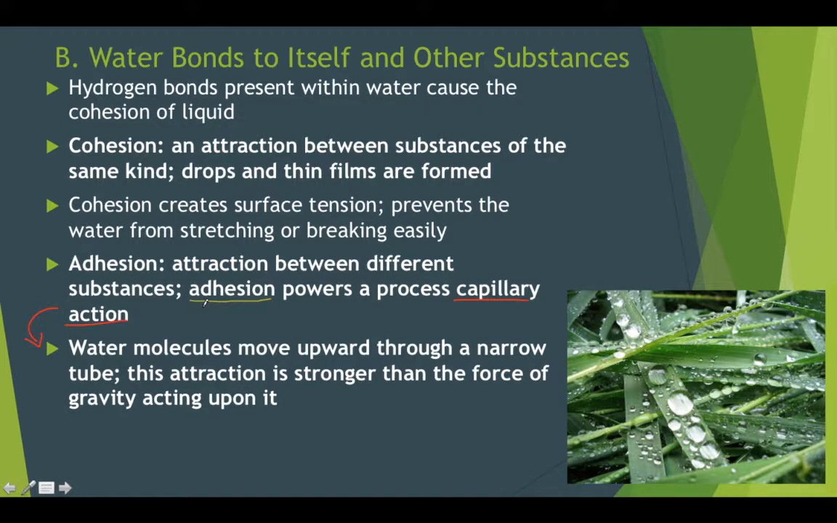This definition then is right below. Okay, so the definition to capillary action is this next bullet point. So whatever you guys got to do in order to make sure you guys have that on your notes is going to be super important. Okay, so water molecules move upward through a narrow tube. This attraction is stronger than the force of gravity acting upon it. So what's happening is cohesion and adhesion together are watering plants, and this is how they get that water needed in order for them to survive.